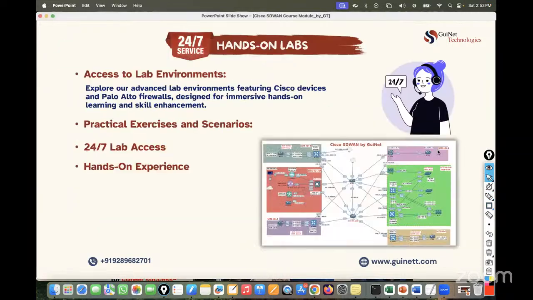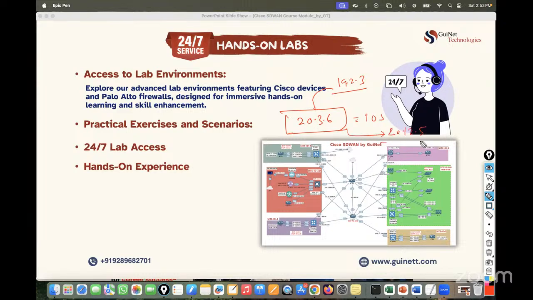The next is the lab access, right? So we have the lab, and you are going to get the same topology. From this batch onward, every lab is going to be on a new version. The last version, we have done the POC. We are going to use the 20.3.6 version of the IOS. Earlier we were using 19.2.3, but we upgraded our lab. Along with this, we also have the new IOS 20.12.5. This is the Catalyst SD-WAN, right?